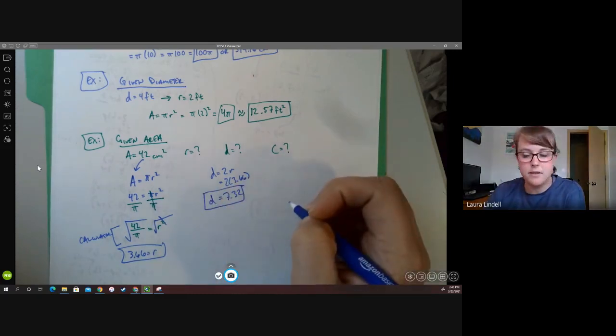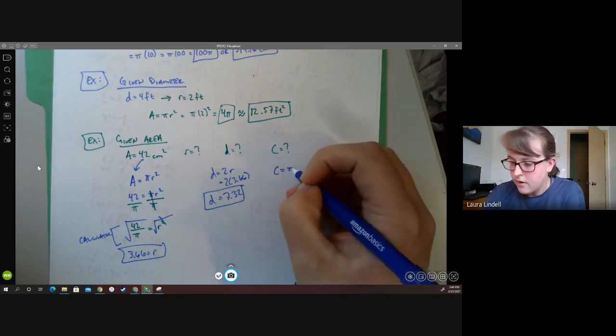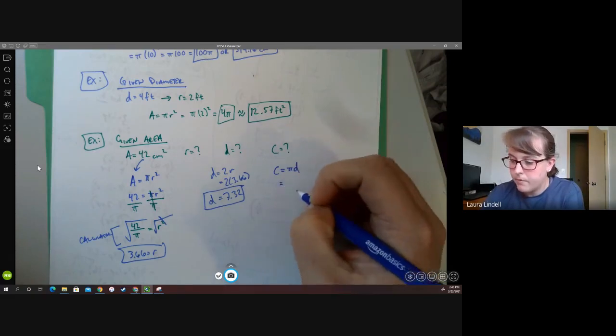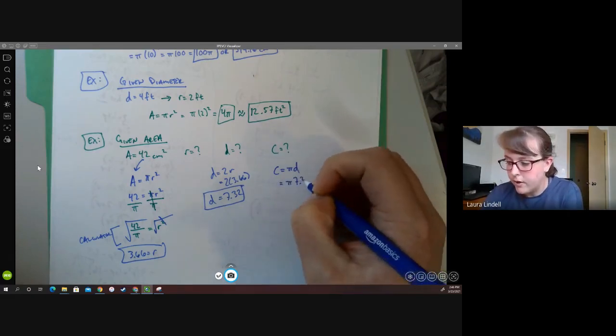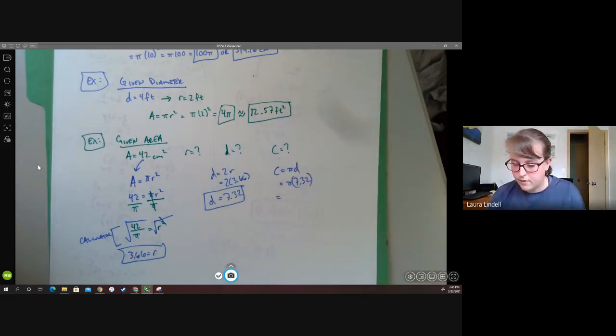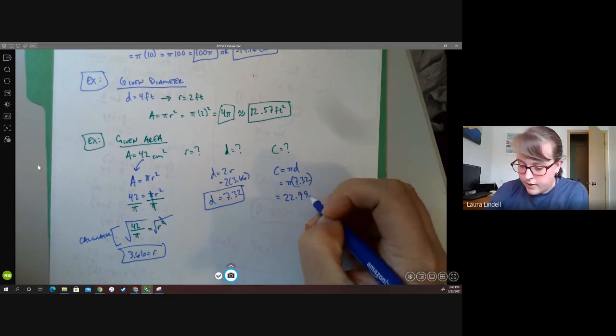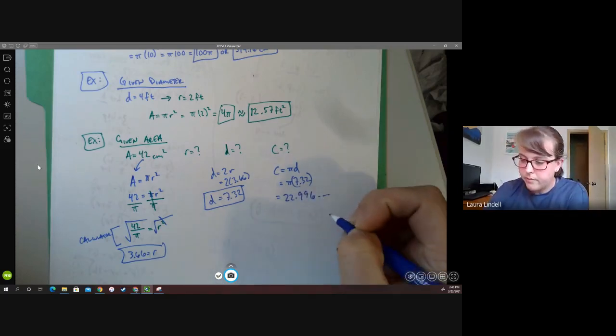And then lastly, finding the circumference, pi times diameter, so just pi times 7.32 into the calculator, which gives me 22.996, a bunch of other stuff.